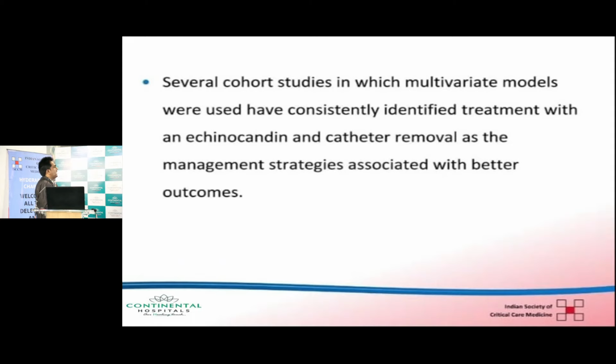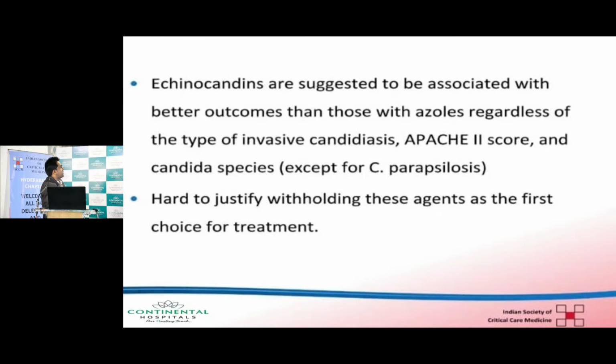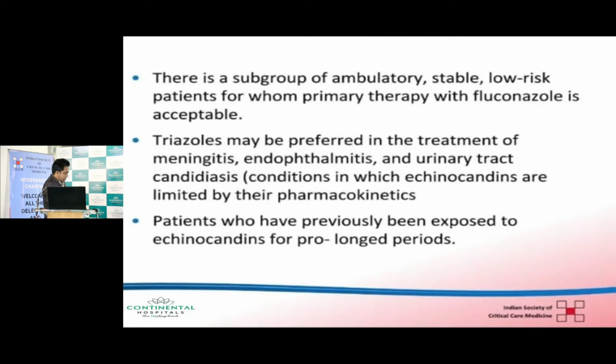So echinocandin with catheter removal is a reasonable strategy. Echinocandins are suggested to be associated with better outcomes. Because of the evolving data, these wonder drugs are associated with better outcomes than azoles, regardless of the type of candidiasis, APACHE II score, and Candida species, except for Candida parapsilosis, because Candida parapsilosis is resistant to echinocandins. So it is hard to justify withholding these agents as a first choice for treatment. However, there is a subgroup of ambulatory, stable, low-risk patients for whom primary therapy with fluconazole is acceptable.